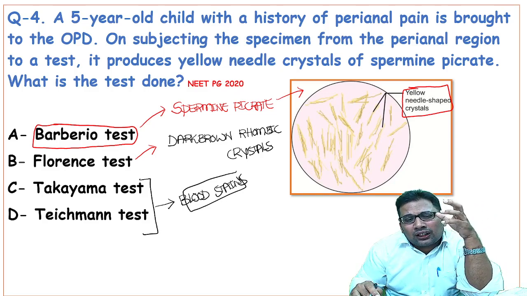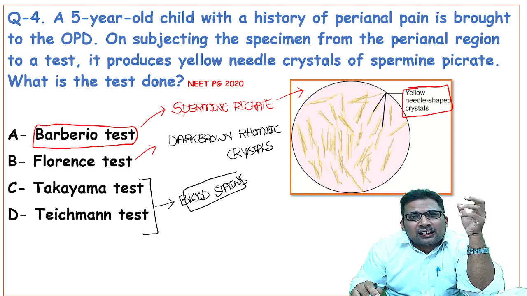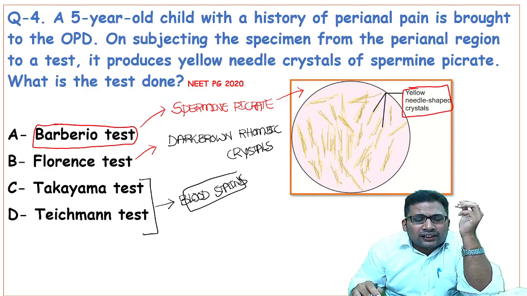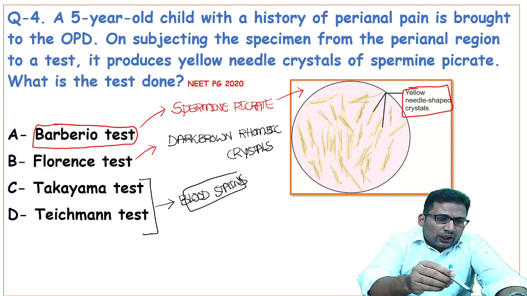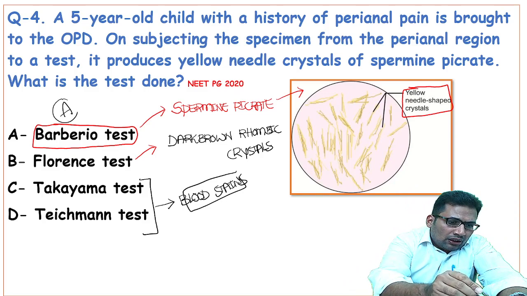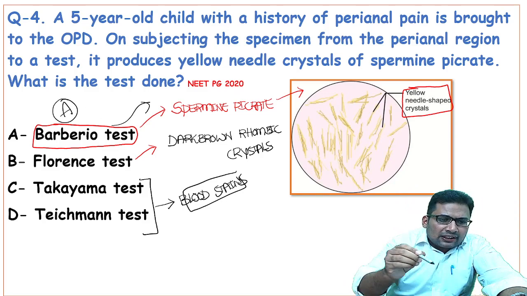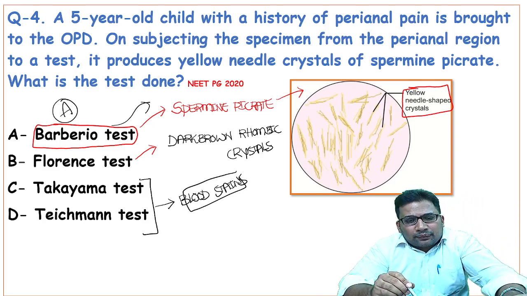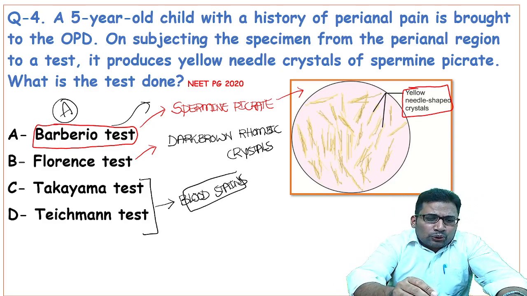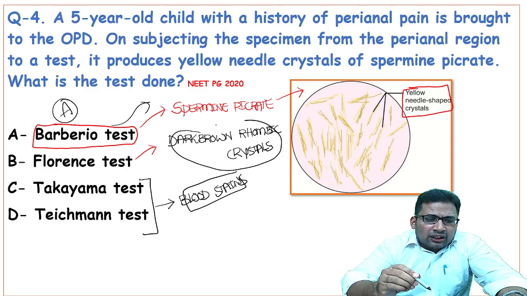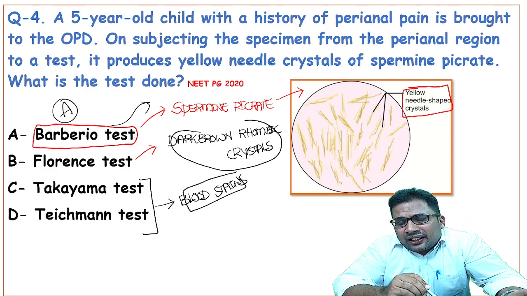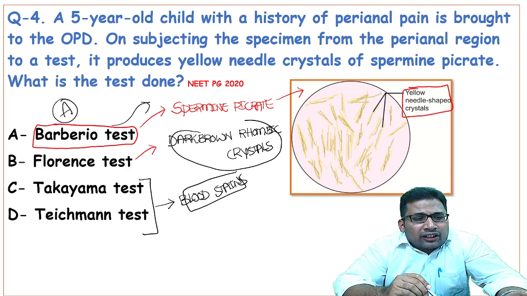So whenever this question asked, so they're asking this question since last 3 years. So this is yellow needle-shaped crystal of spermine picrate. The answer is very simple, Barberio test. So answer for this question is Barberio. So we discussed in live classes Barberio, spermine picrate. Florence will produce dark brown crystals. So Takayama and Teichmann test, they are the test for the blood stain. So they are not for the seminal stain. So answer for this question is Barberio test, spermine picrate test.